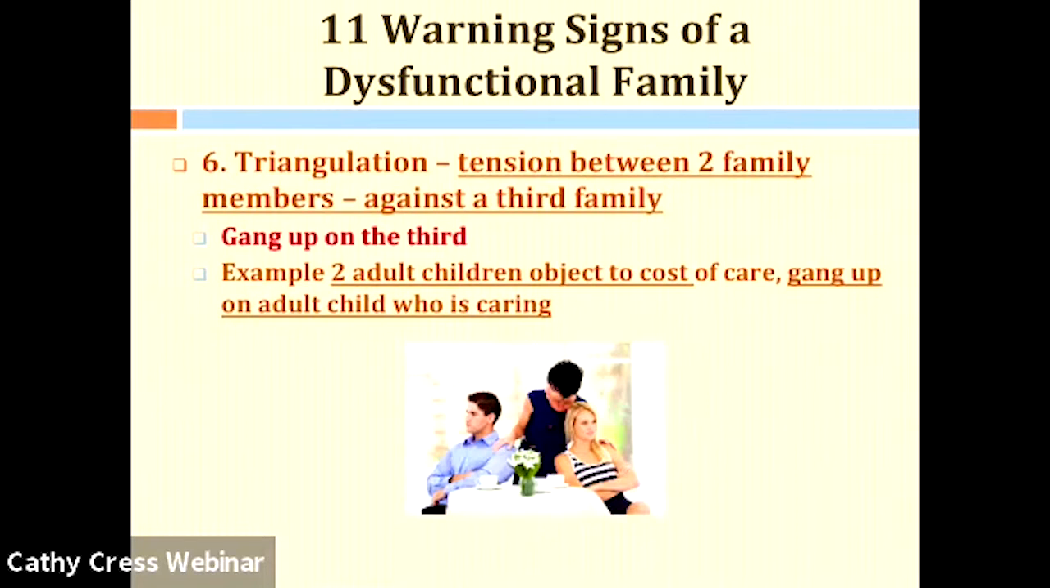Another warning sign is triangulation. Triangulation is really tension between two family members who align themselves, usually the siblings, against another sibling. So it's two against three, and they gang up on the third. And usually if the two family members don't want to spend the money on the cost of care for the mom because they want to take it for themselves, they will gang up on the first one and stop them from getting care. And triangulation happens all the time in large families.